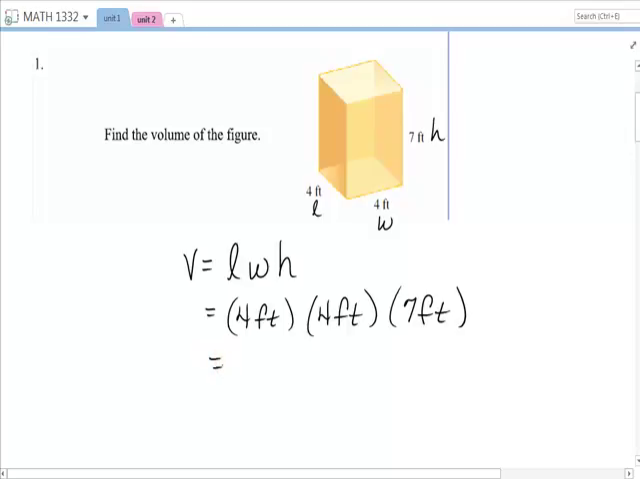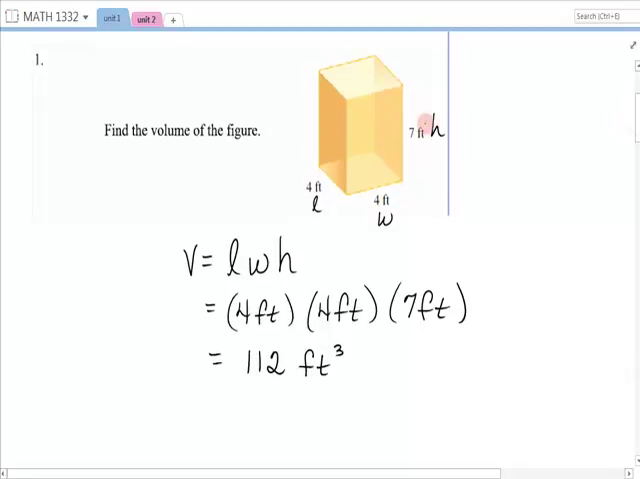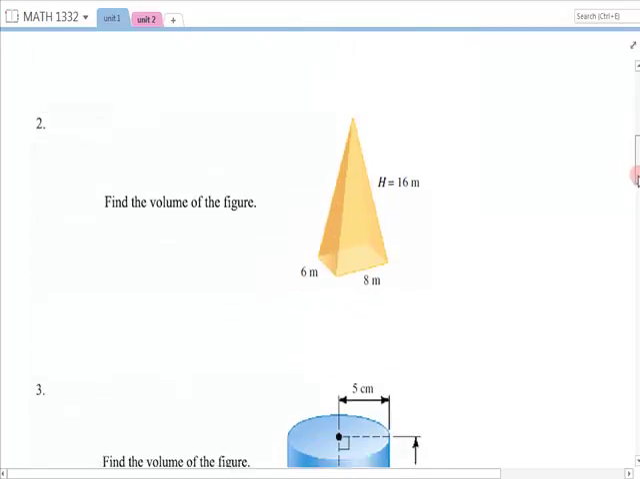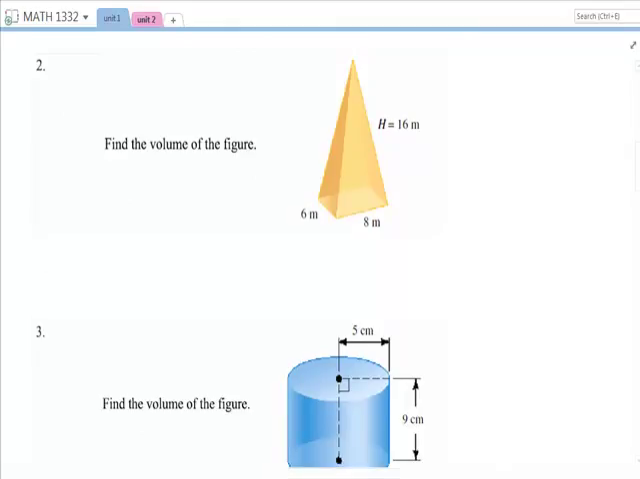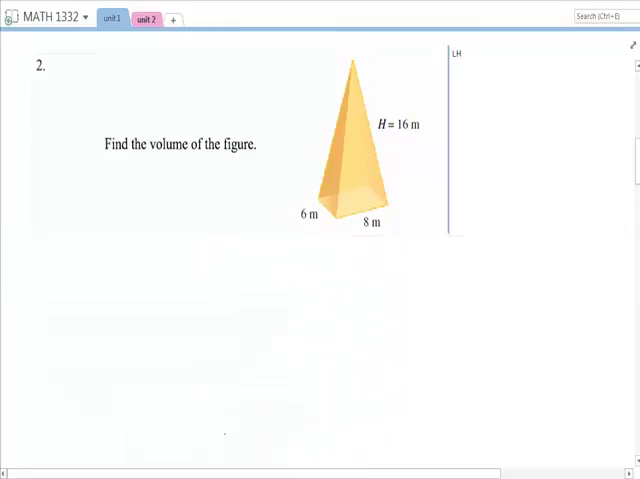With my calculator, I will multiply those and get 112 feet to the third power, cubic feet. That's a prism or a box. If all the dimensions are the same, it's called a cube. All right, let's look at number 2. I tried to vary the shapes.